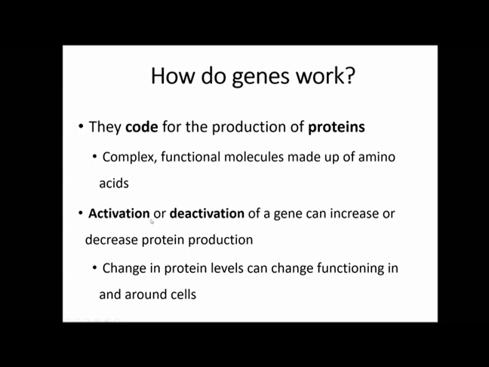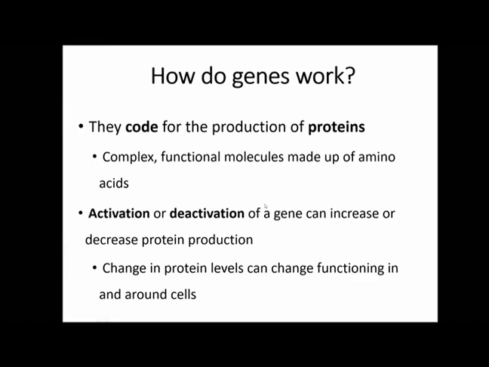So you could activate a gene that causes you to make lots and lots of the proteins that that gene codes for. Or you could deactivate a gene so that you stop producing that protein, and so the levels drop. So based on other processes going on within the cell, you can block using a gene to make proteins, and that changes the level of the protein within that cell. And so changing those protein levels can change the functioning within and around those cells.